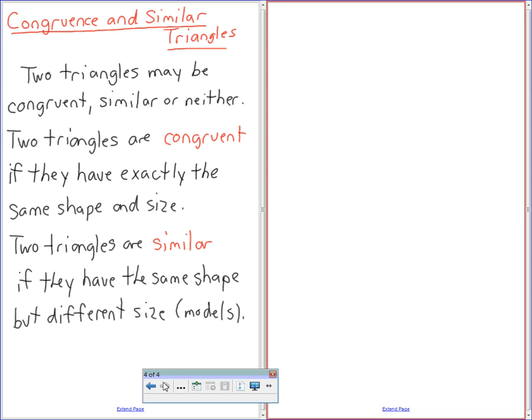So minimum conditions for congruence. Okay, we're going to say. It's not Condi plus ions. Congruence. That's not what it says. All right. Goodness gracious.